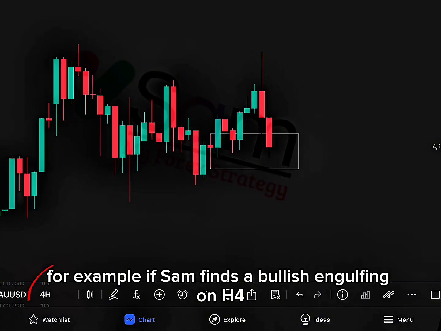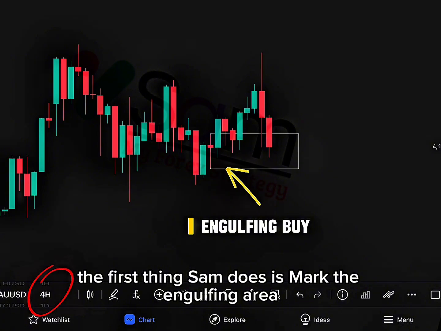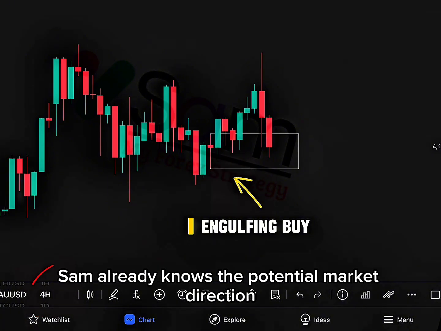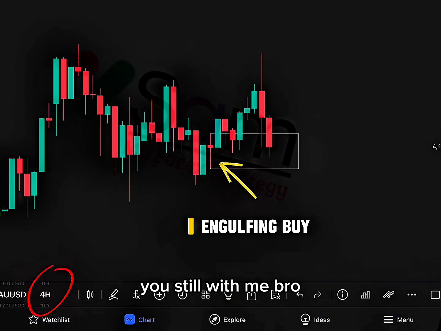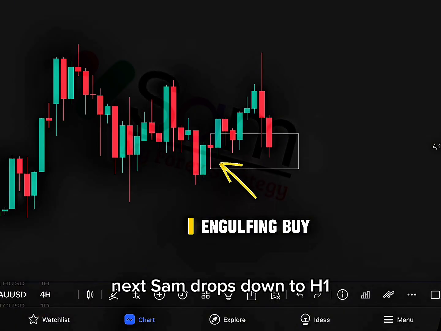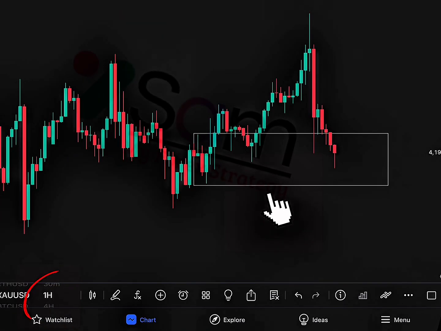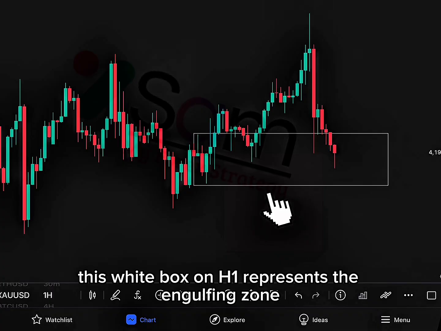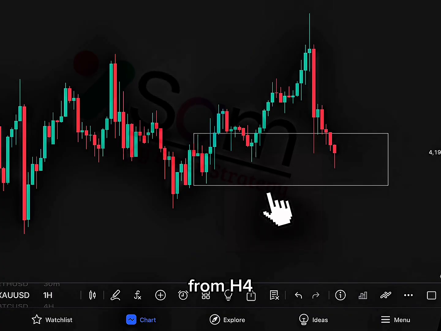For example, if Sam finds a bullish engulfing on H4, the first thing Sam does is mark the engulfing area. Once it's marked, Sam already knows the potential market direction. You still with me, bro? Next, Sam drops down to H1 to see what's happening there. This white box on H1 represents the engulfing zone from H4. Can you follow so far?